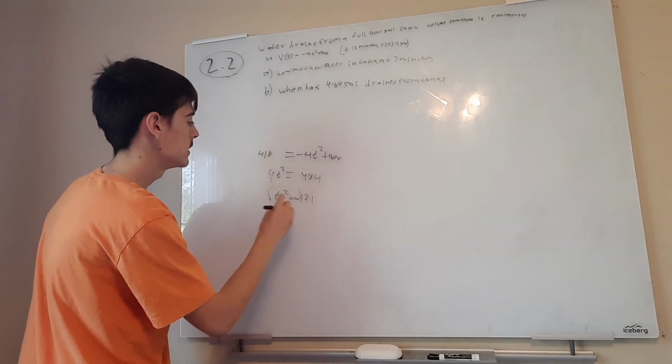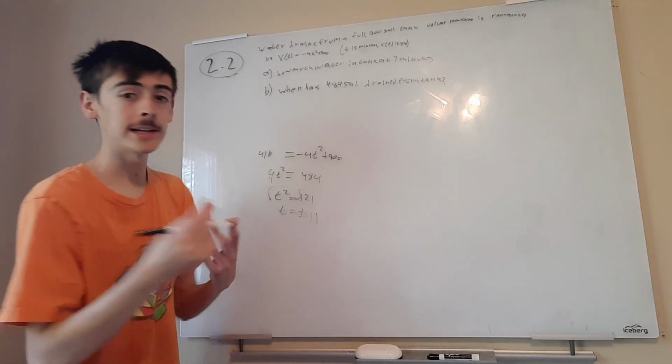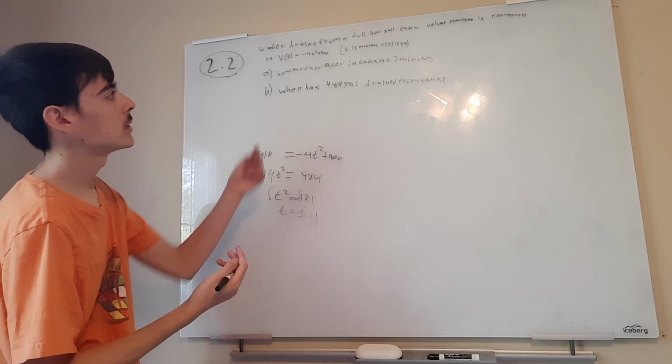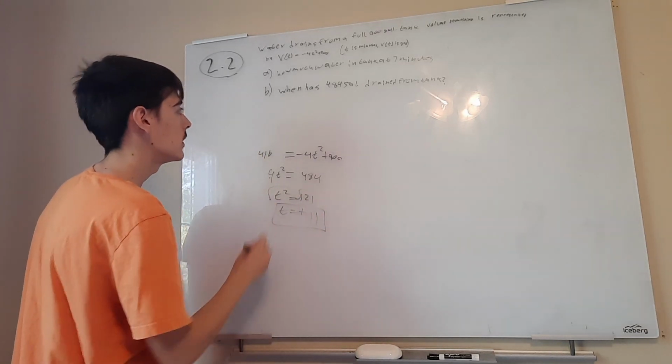Square root of both sides, t equals plus minus 11. But again, we're talking about over time. We're not going to have a negative time value, so t will equal 11.